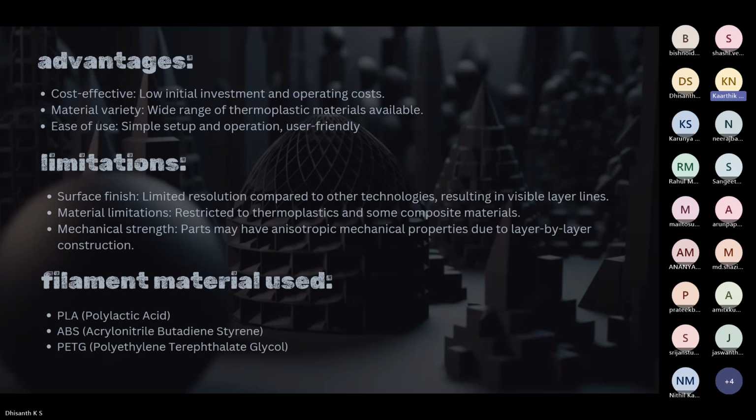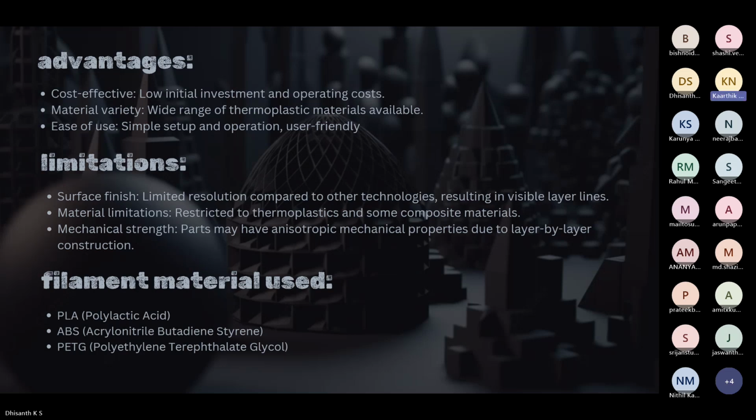Limitations: surface finish, limited resolution compared to other technologies, resulting in visible layer lines. As I said before, we can see visible layers, unlike SLA or SLS. Material limitations: restricted to thermoplastics and some composite materials. Though we have many kinds of filament under thermoplastics, we are constrained to thermoplastics. We can't use any other apart from thermoplastics.